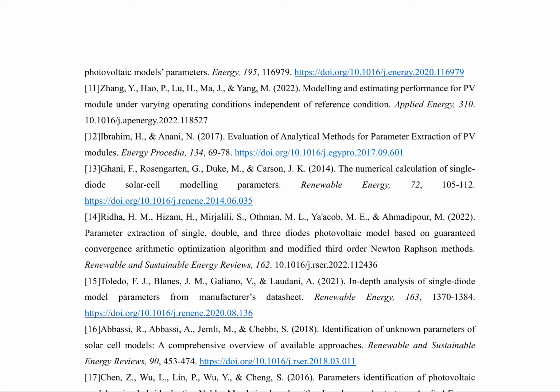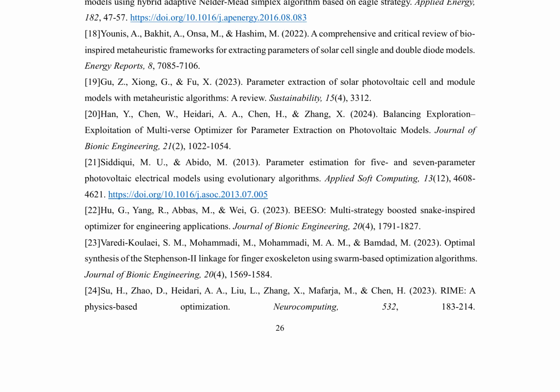Accurate parameter estimation is crucial for predicting the performance of solar cells and modules under varying operating conditions. The reviewed papers demonstrate the effectiveness of various optimization algorithms in extracting parameters, such as the ideality factor, series resistance, shunt resistance, and photocurrent, among others. Some papers provide in-depth analyses of single-diode model parameters, while others focus on identifying unknown parameters of solar cell models using comprehensive overviews of available approaches.